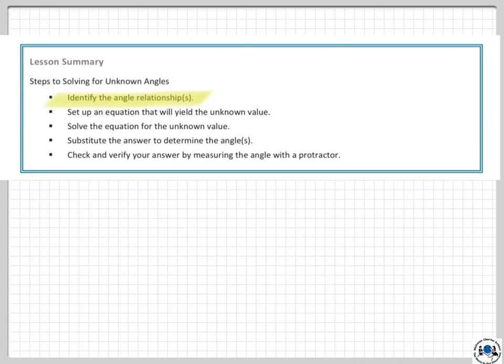When you identify those relationships, you set up an equation that will yield the unknown value. You solve the equation for the unknown value. Substitute the answer, determine the angles, and then check to verify by measuring the angle with a protractor. And I'm not sure if you did any of that. I have not been, but if you are, that is very fine, and fine indeed.